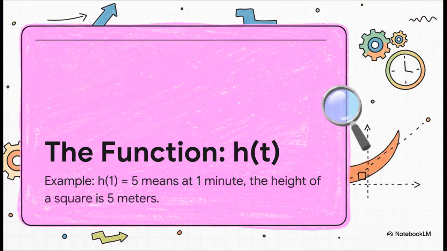Okay, let's start with a really simple function. We'll call it h of t, that just tells us the height of a growing square over time. So if we say h of 1 equals 5, that just means that at the 1 minute mark, the square's height is exactly 5 meters. Easy enough, right? This is our baseline, just a snapshot in time.